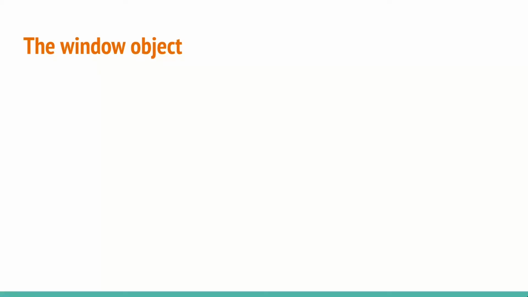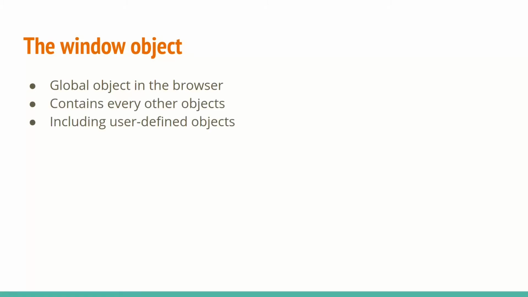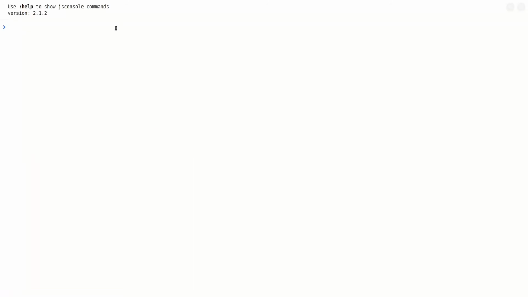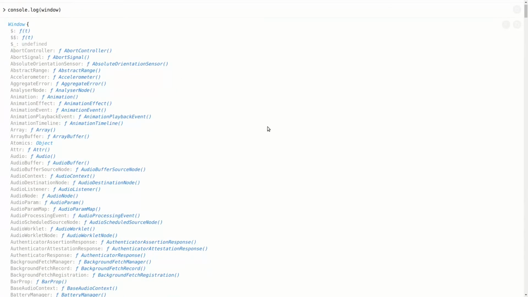As already discussed at the start of the video, the window object is the global object in the browser. It contains every other object, including the user-defined ones. In the global scope, we can simply use the console log statement to see the window object. As we can see, all the objects are inside the window object.